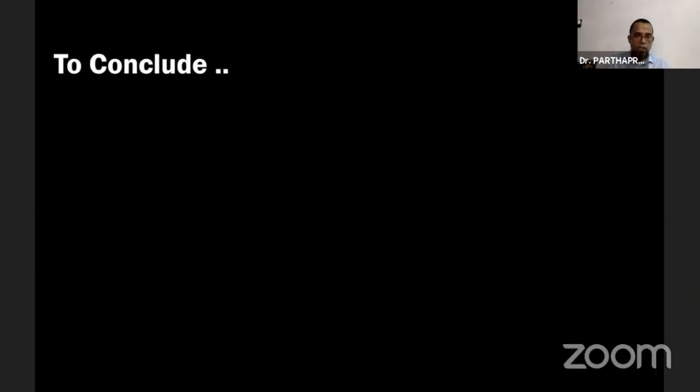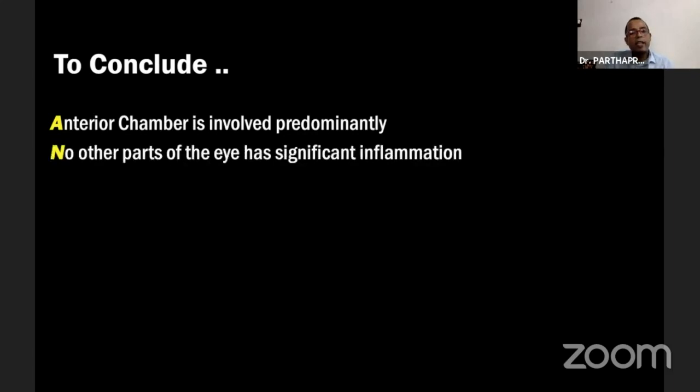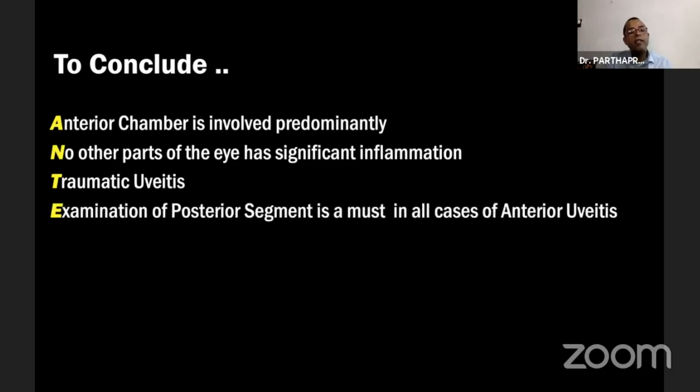I will just conclude the slides with the mnemonic ANTERIOR. Always remember, the anterior chamber is involved predominantly in anterior uveitis. No other parts of the eye have significant inflammation in anterior uveitis. Traumatic uveitis should be kept in mind when you are dealing with anterior uveitis.